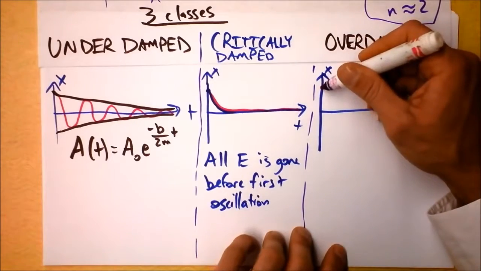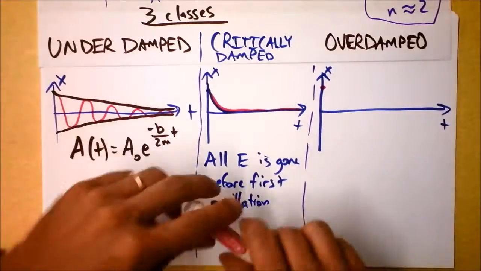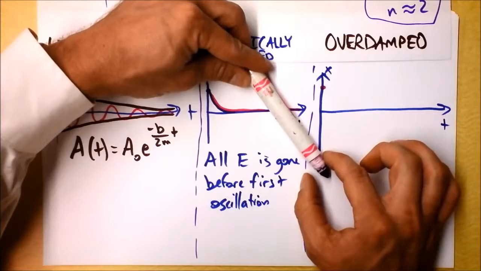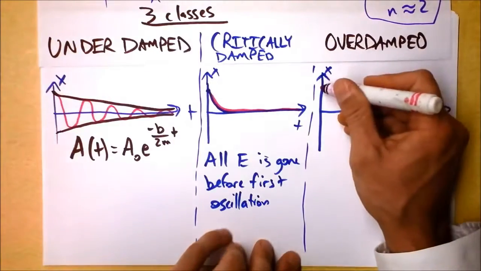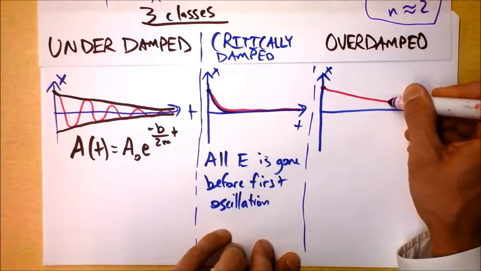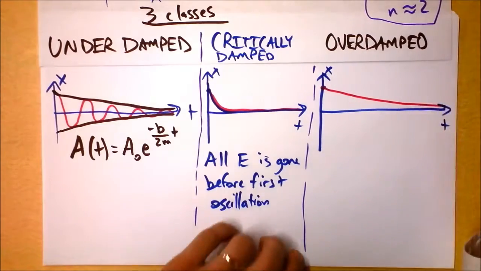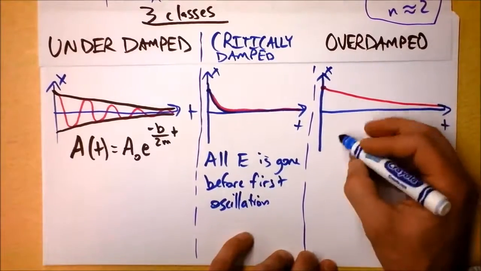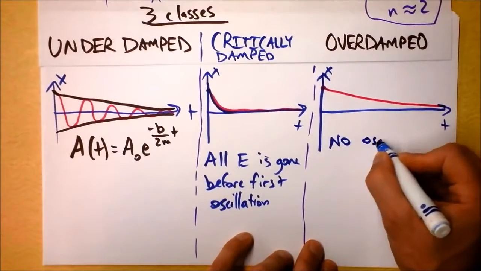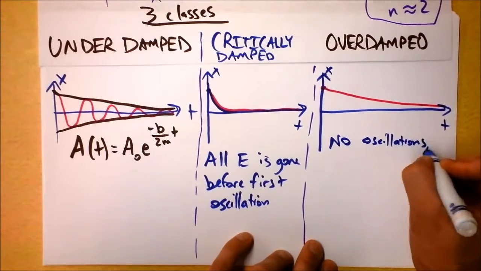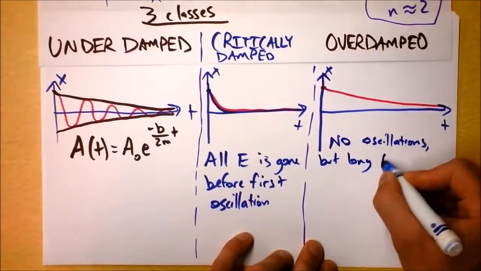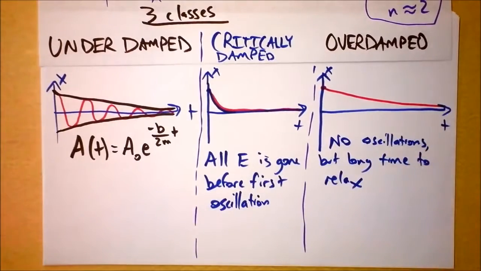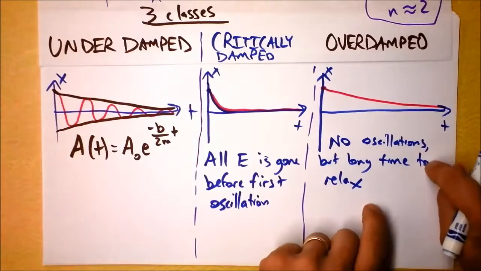Check this out. If we've got too much friction, it's like trying to make a pendulum go through wet concrete. It'd be extremely slow. And so we're talking about something like this, where it's still exponential and it's still approaching an amplitude of 0, but still we have no oscillations. So I'm going to write that down. No oscillations, but long time to relax. So that's the difference between critically damped and an overdamped system.